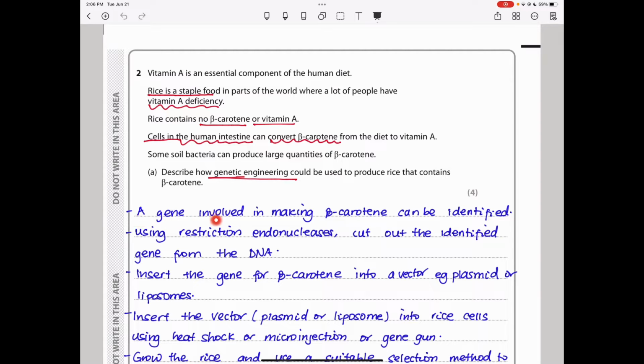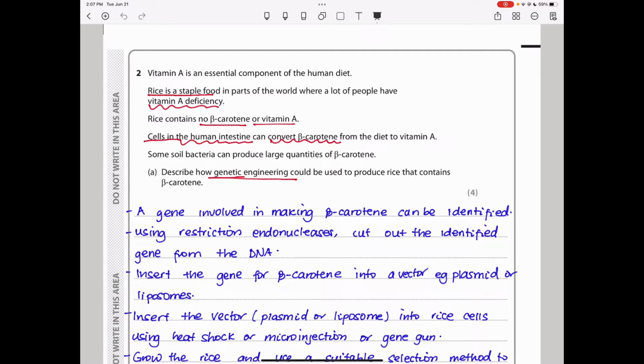So I say the gene involved in making beta-carotene can be identified. Here you could get it from any organism that has that specific gene. And once we get it, we are going to cut it out using restriction endonucleases, or some people call them restriction enzymes. We have to make sure that the restriction enzyme we use to cut out this specific gene is the same restriction enzyme we use to cut the vector. Or if you're going to use a plasmid, then we should use the same restriction enzyme to cut both ends.